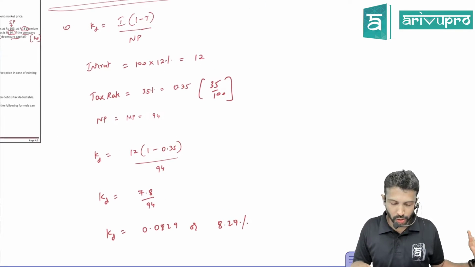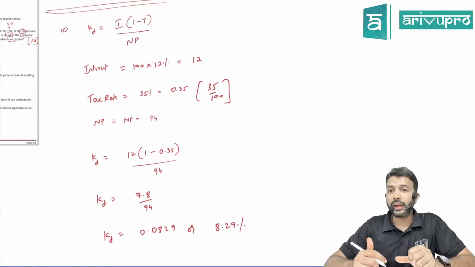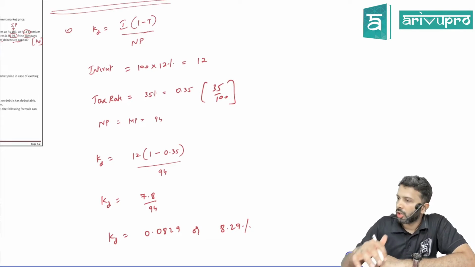This one we understood, no? Everybody okay? All right. KD's full form, cost of debt. Okay. Copy.